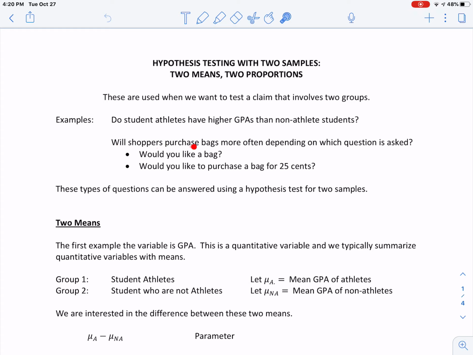Will shoppers purchase bags more often, depending on which question is asked? Would you like a bag, or would you like to purchase a bag for 25 cents? These types of questions can be answered using a hypothesis test for two samples. So let's start with the first one, two means.